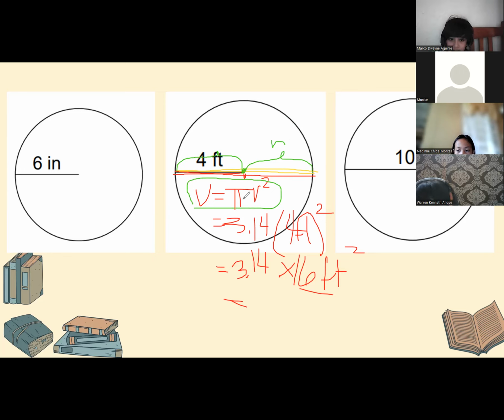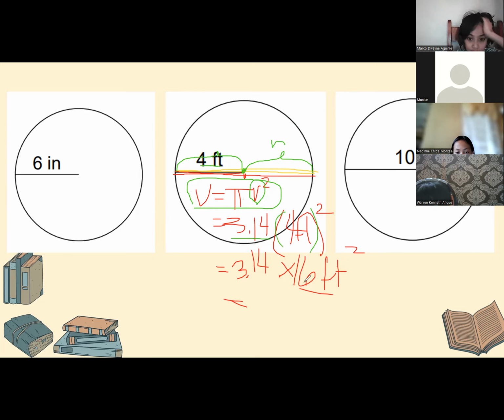Now, when we solve for the area of the circle, you just substitute. Pi is a constant, and it is always equivalent to 3.14. And so, you will get the value of the radius here. What is your given? What is your radius here? It's the 4 feet. Okay? So you substitute here. So you have your 4 feet squared.